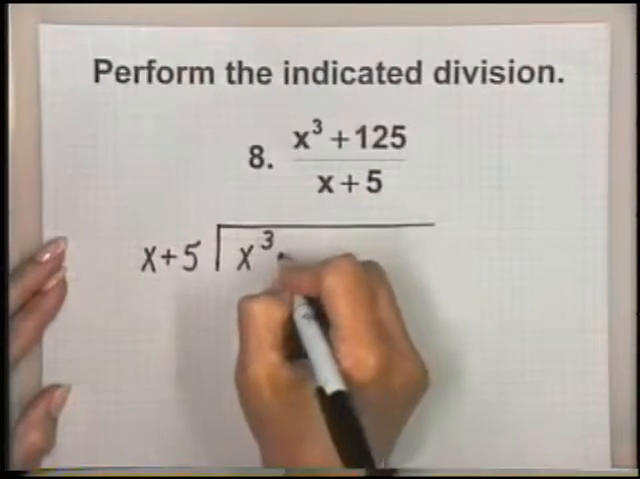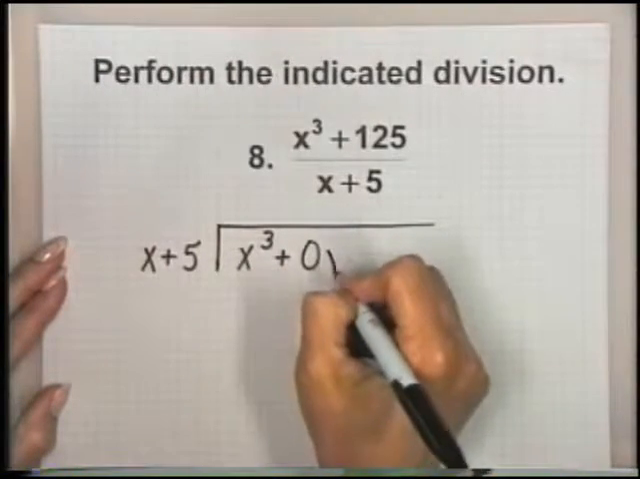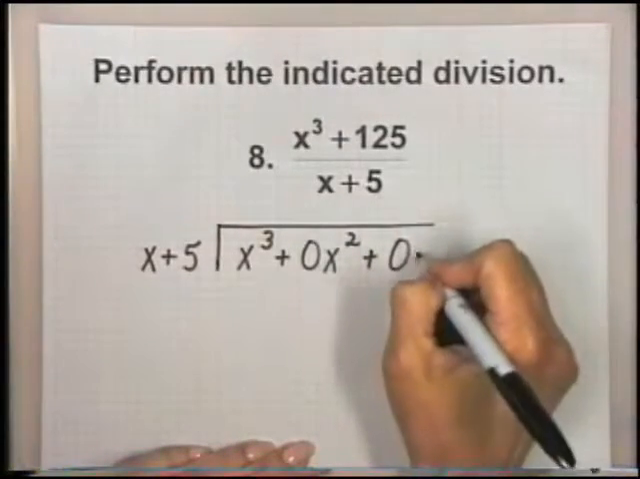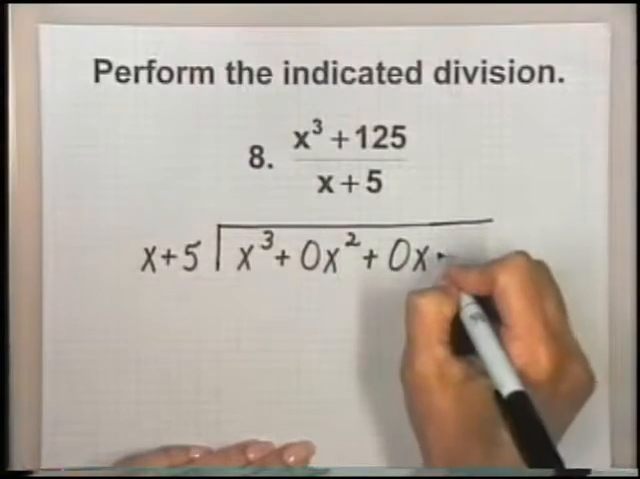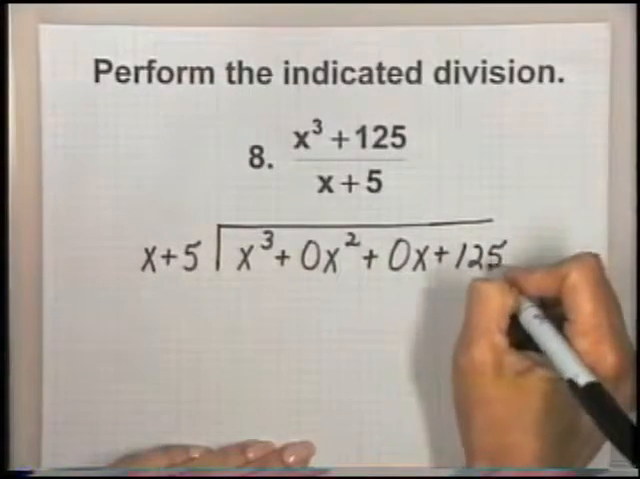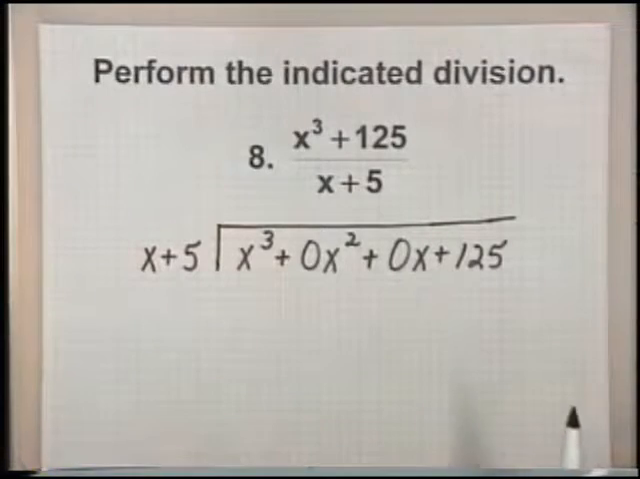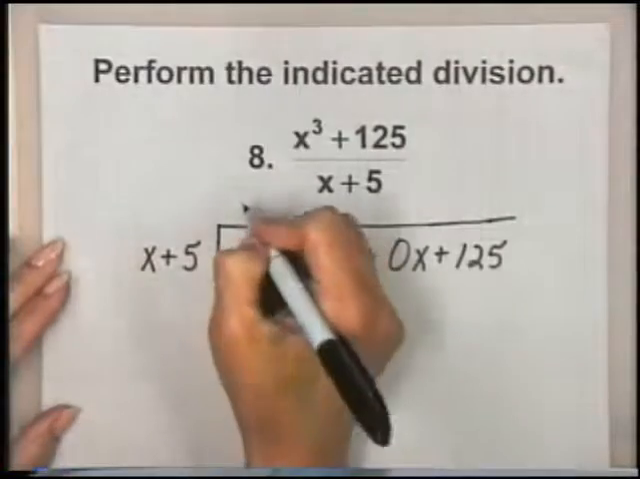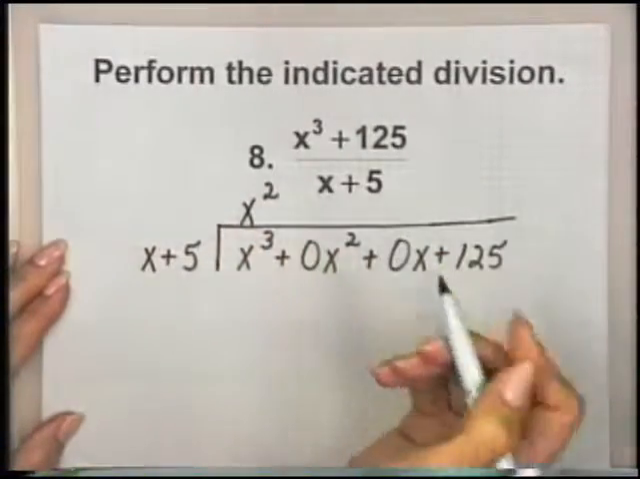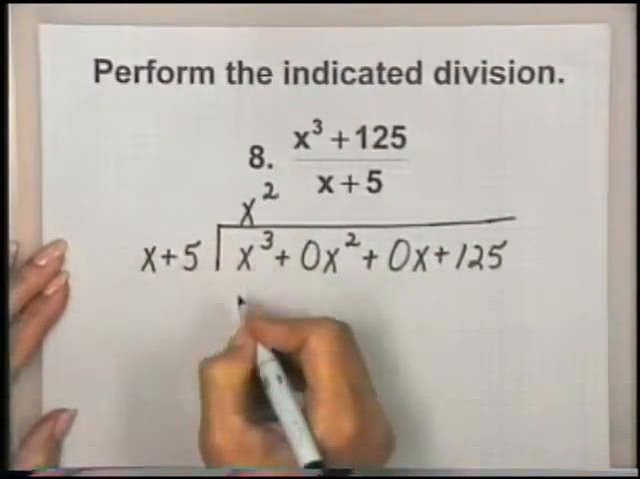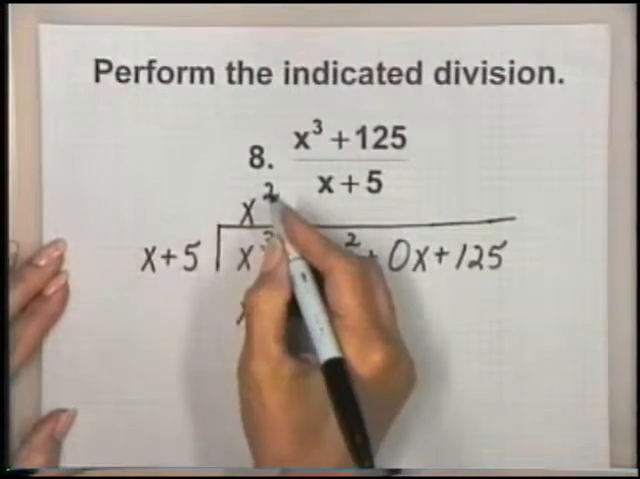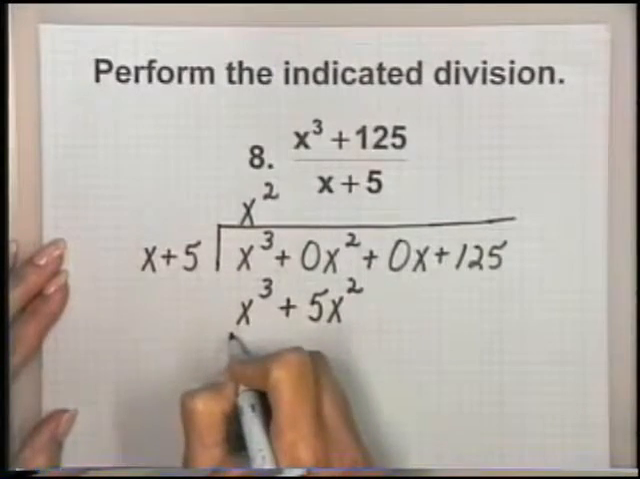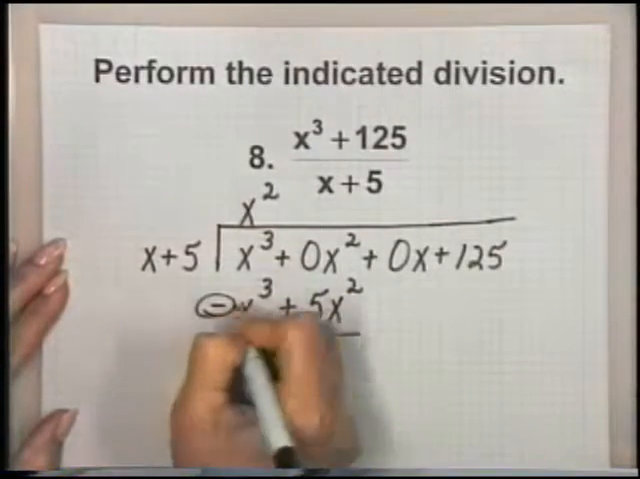Let's divide it into the x cubed. Let's put a placeholder for the x squared term, which is 0 times x squared, and a placeholder for the x term, which is 0 times x, and then last the constant of 125. Let's divide the x into the x cubed. We get x squared. Let's multiply. X squared times x is x cubed. X squared times 5 is a positive 5x squared.